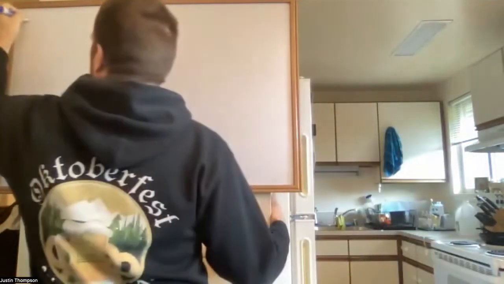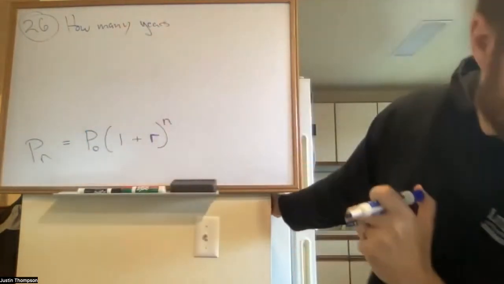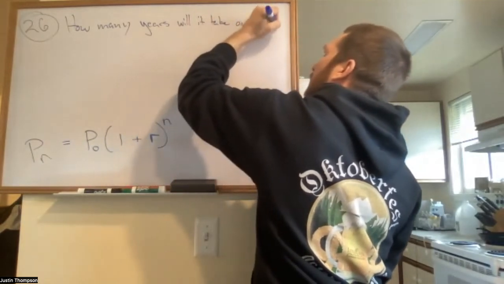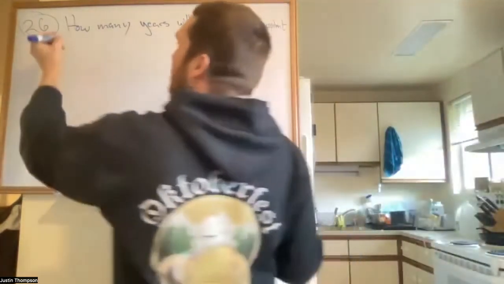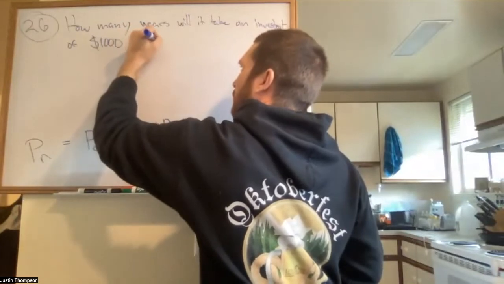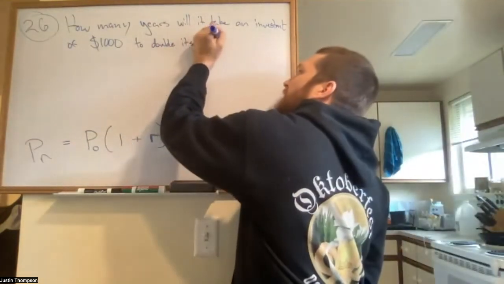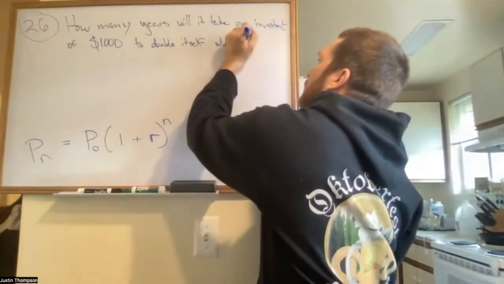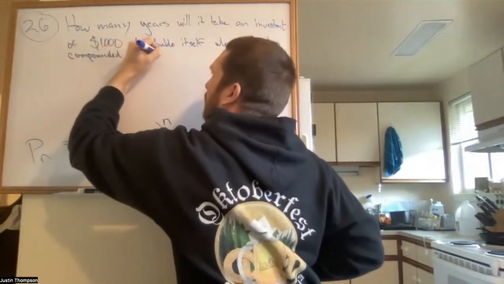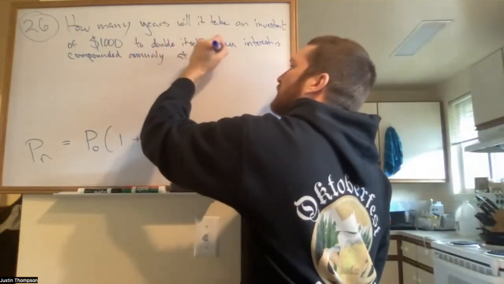This is number 26. How many years will it take an investment of $1,000 to double itself when the interest is compounded annually, at 6%? So this is the full question in the book.